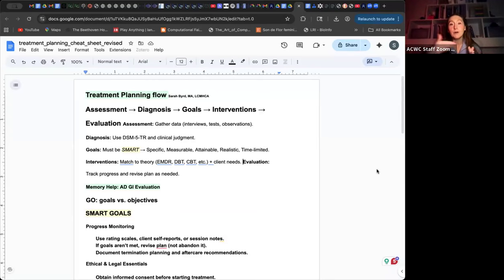I think of it like a flow, right? And it's going to basically work this way over and over with our clients. Assessment, diagnosis, that's the AD part. Then the GI, that's the goals and interventions. And then finally, evaluation. Now, something else where they can ask questions can be on the actual goals and objectives, right?